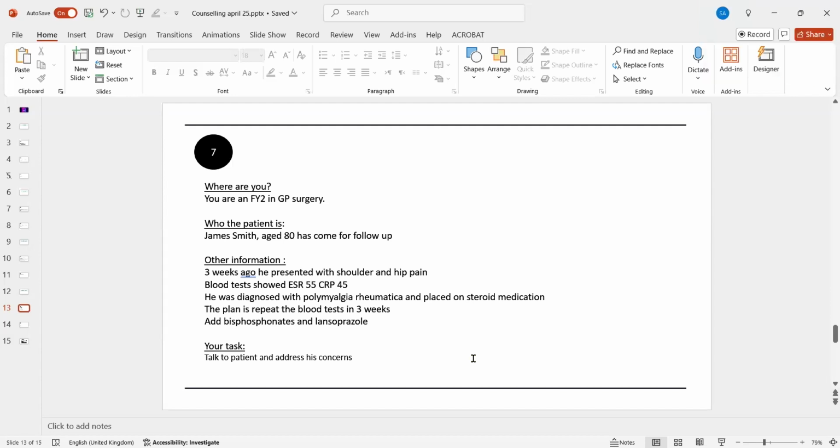Yes, but the blood testing showed that his condition is not improving. The ESR is 55 and CRP is 45. So I believe that he needs to continue with the same dosage. You can continue 1 more week or 2 more weeks and then taper the dose. So the tapering of the dose is after 4 to 6 weeks of treatment. All right. Okay.